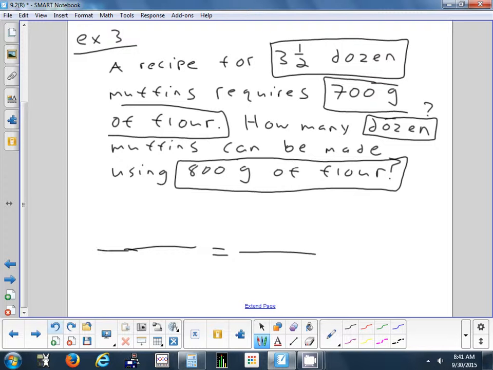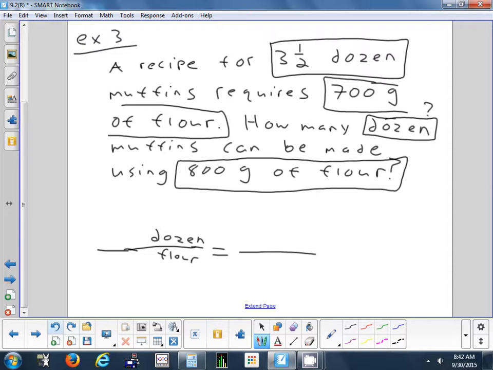All right, and what we're going to do is take each of those quantities, and we're going to put them on each side of this proportion. So what I'm going to do is write dozen in the top. I'm going to put flour in the bottom. Now, I could have switched that. I could have put flour in the top, dozen in the bottom. But what's important is that however you do it on the left, you have to do it exactly the same way on the right.